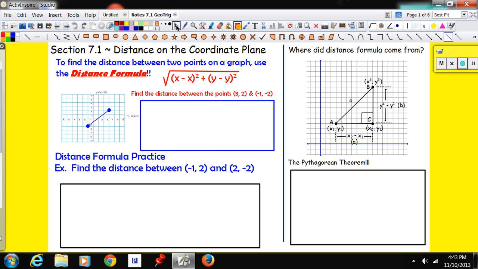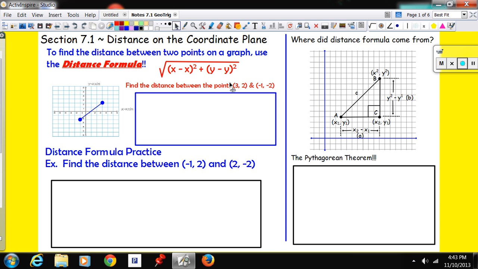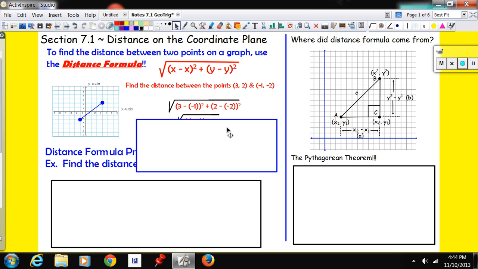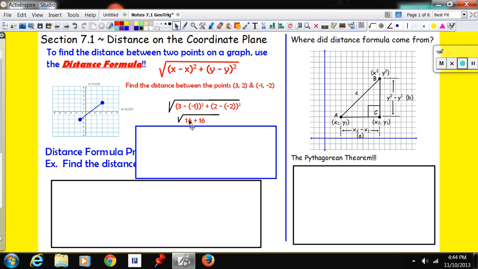So if you're using this formula and you want to find the distance between the point (3, 2), which is over 3 and up 2 right here, and (-1, -2), which is this point right here, then you could simply plug those in. And you'll have the x minus the other x, so 3 minus the -1, squared, plus y, which is 2, minus the other y, which is -2, so 2 minus -2, squared. So you actually end up with 4 squared, which is 16, another 4 squared, which is 16, because with double negatives you make them both pluses.